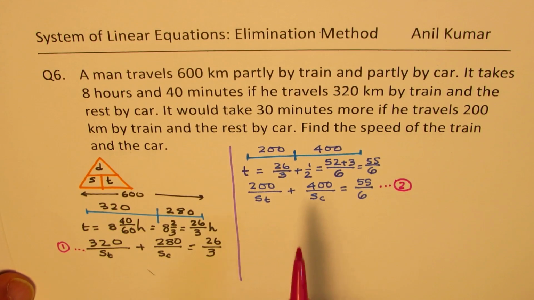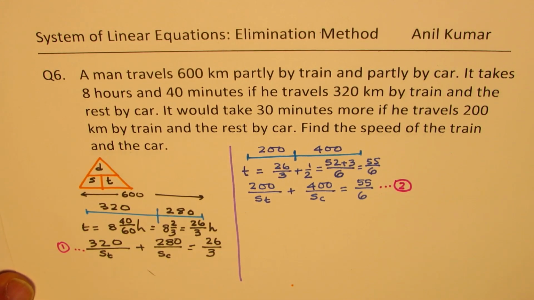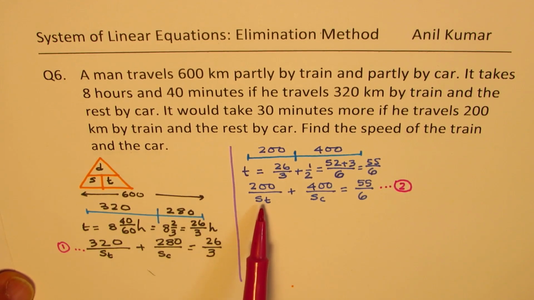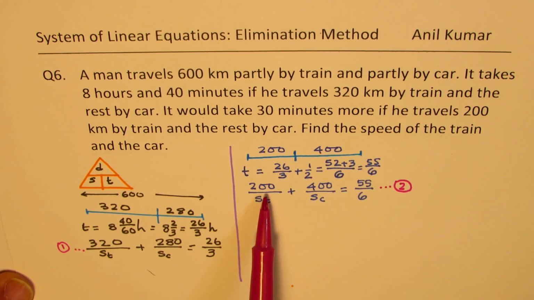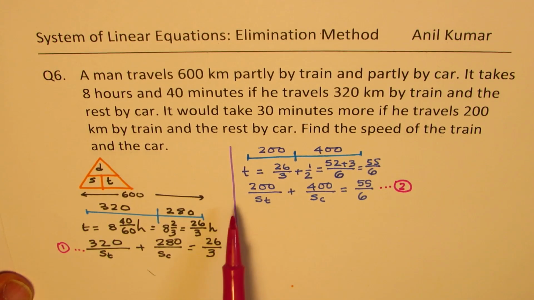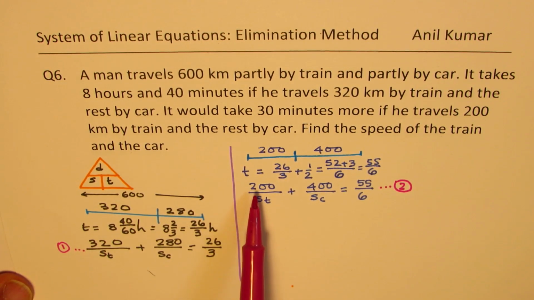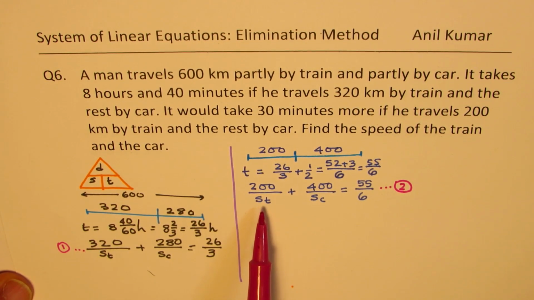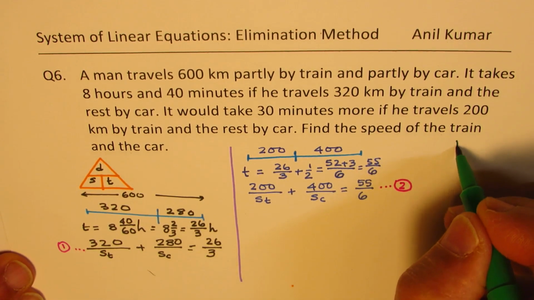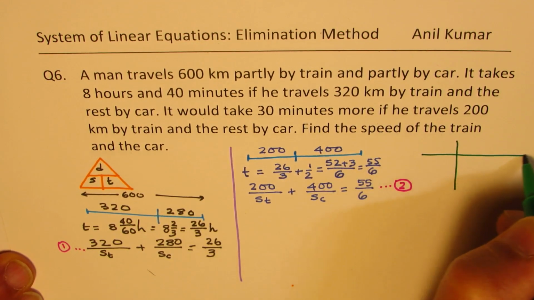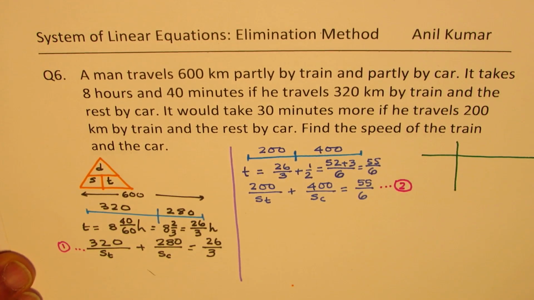Now, how do we eliminate one of these? So let's decide to eliminate the speed of train, right? In that case, we need to see what to multiply by so that we get the same common coefficient for the speed of train. We could do this by the ladder division method. I'll teach you this method to find the common denominator. We have talked about it earlier. Many of you must be knowing about it.